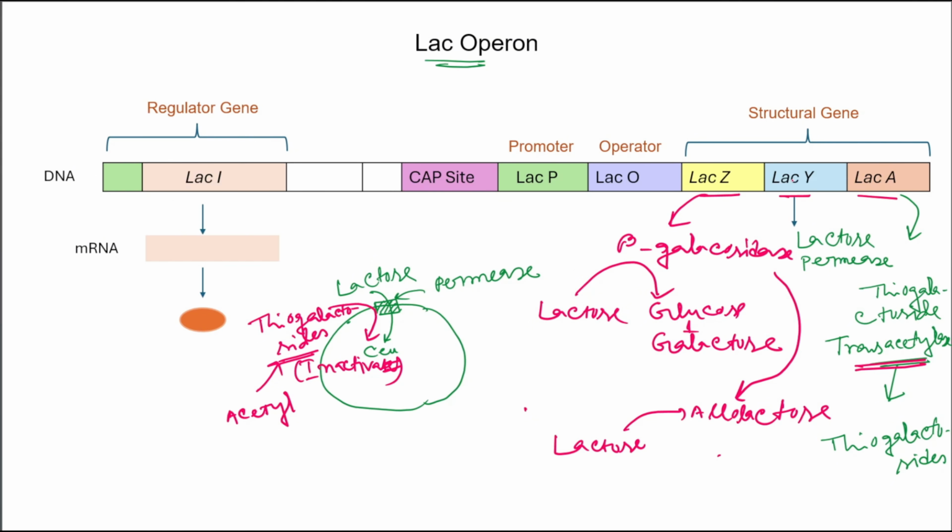So these three genes are expressed at high levels when lactose is available. These are beta-galactosidase, lactose permease and thiogalactoside transacetylase. These are all lactose digestive enzymes.